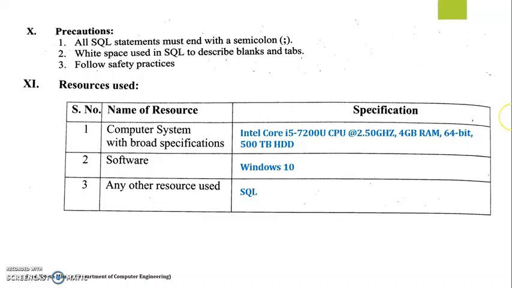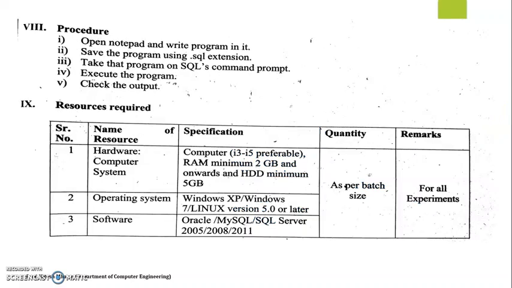Procedure is to open a notepad and write a program in it, save the program using .sql extension, take that program to the SQL command prompt, execute the program and check the output. But we are directly using the SQL prompt for this particular experiment, so we are not using the notepad. Directly we are writing all the PLSQL commands on the prompt. These are the minimum configuration that is required to perform the experiment.